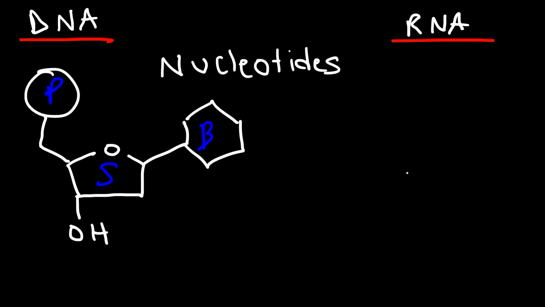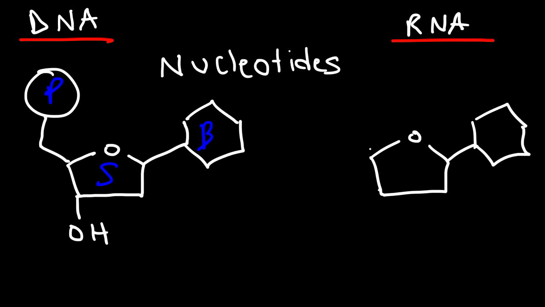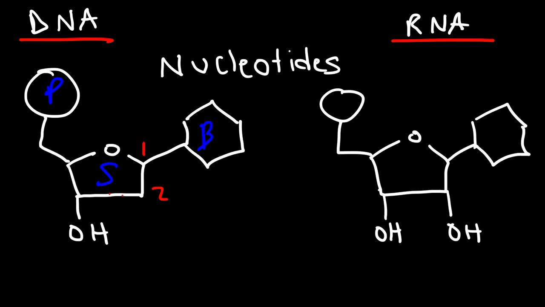Now I'm going to compare it to RNA so you can see the difference. RNA has a ribose sugar instead of a deoxyribose sugar. It still has a nitrogenous base and it has a phosphate group. But the difference is an extra hydroxyl group. Now let's go ahead and number the carbons on the ribose sugar. This is carbon 1, that's where the nitrogenous base is attached to. Carbon 2, 3, 4, and carbon 5 is outside of the pentose ring. And that's where the phosphate group is attached to.